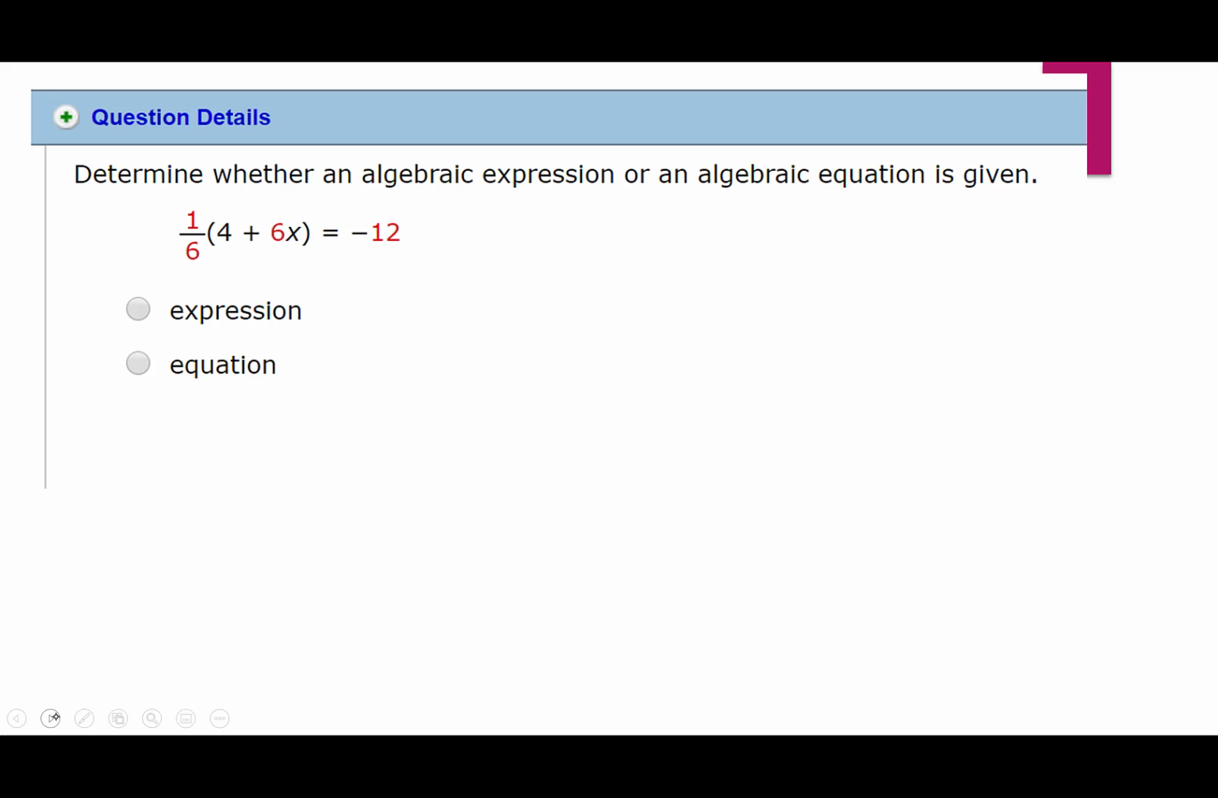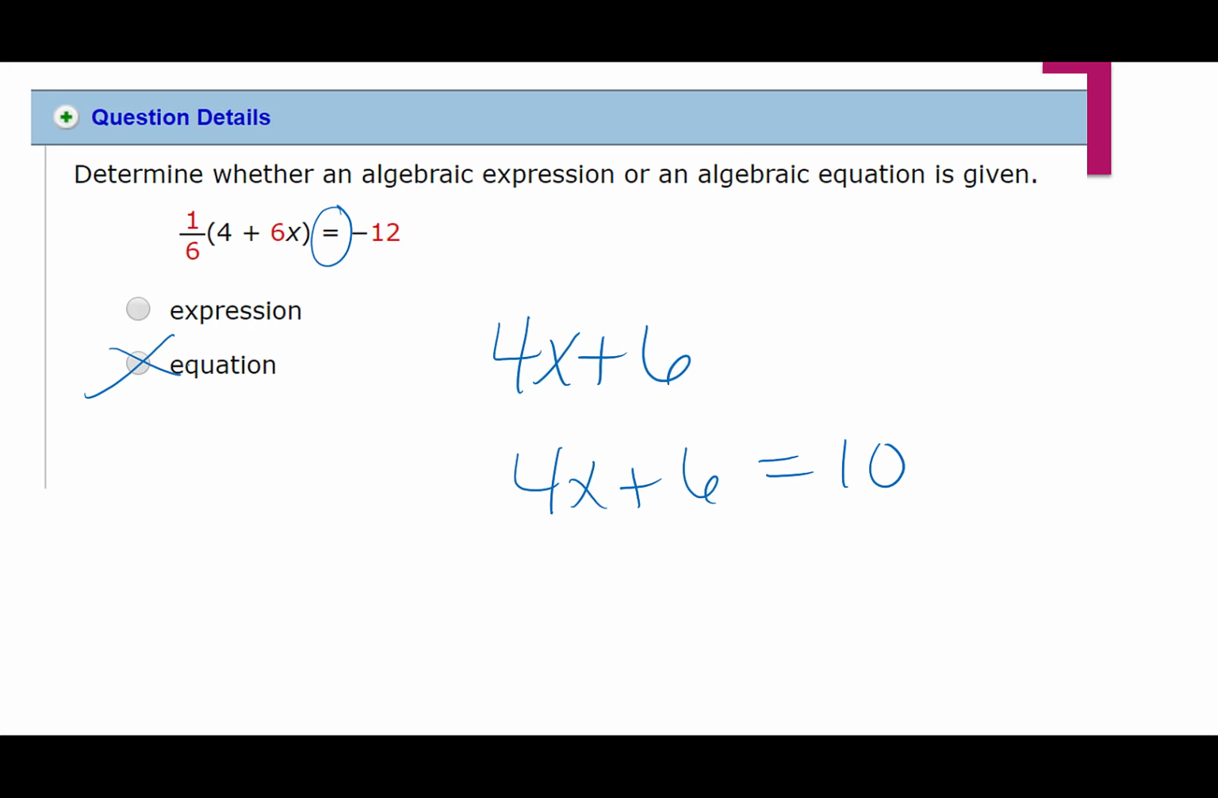And then we have 1/6 times 4 plus 6x equals negative 12. The easiest way to determine if it's an expression or an equation is the equal sign. If there's an equal sign present, that means it's an equation. An expression could be something like 4x plus 6, where x could be any number out there. If it's an equation, 4x plus 6 equals 10, x can only be one value. For this problem, you would mark that it is an equation.